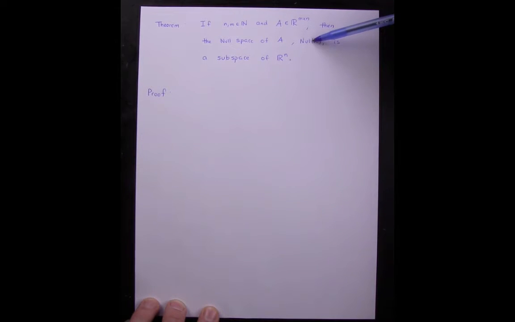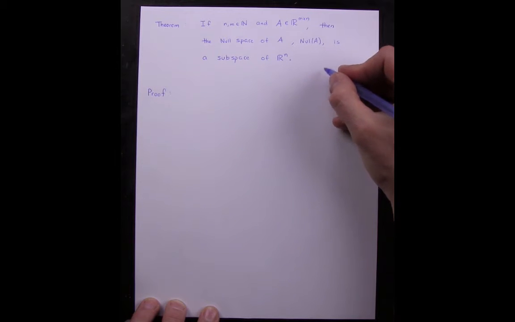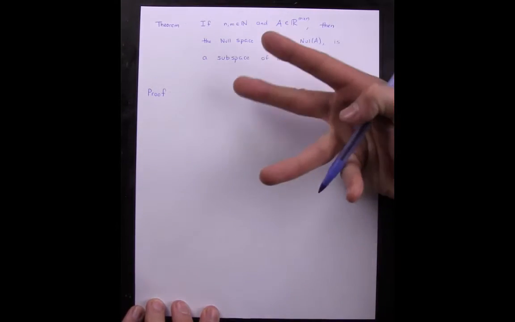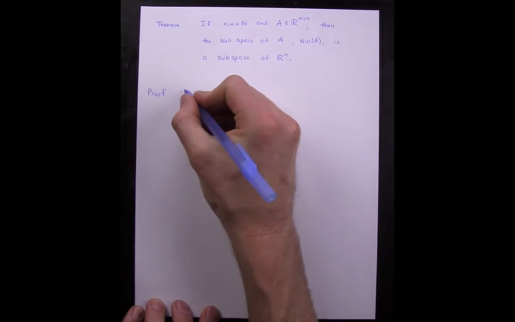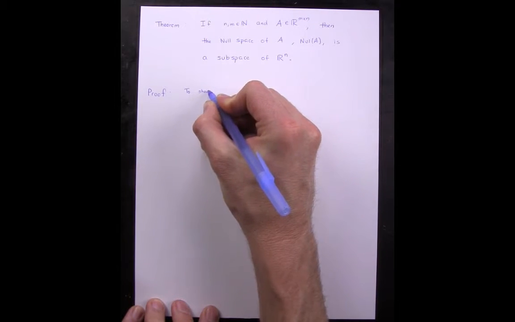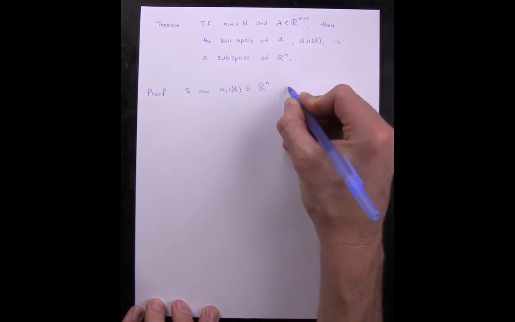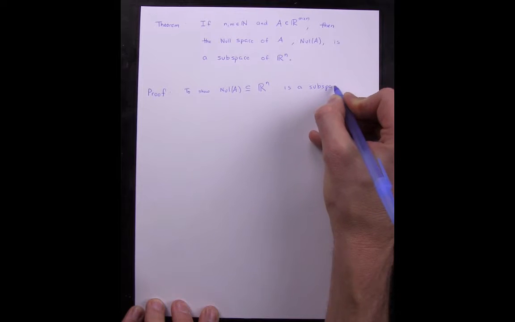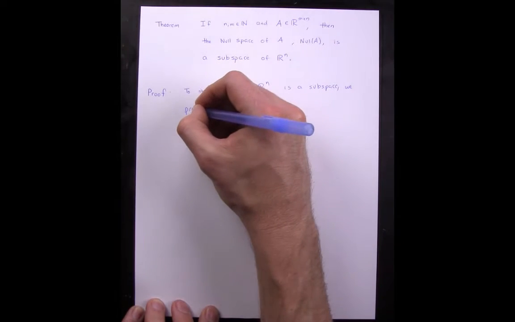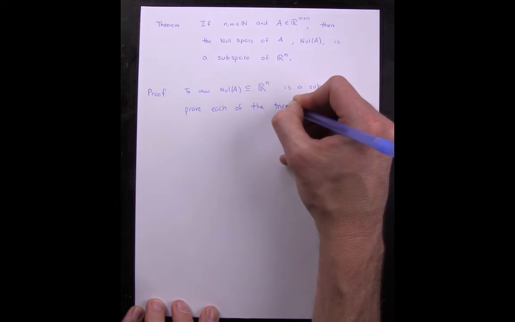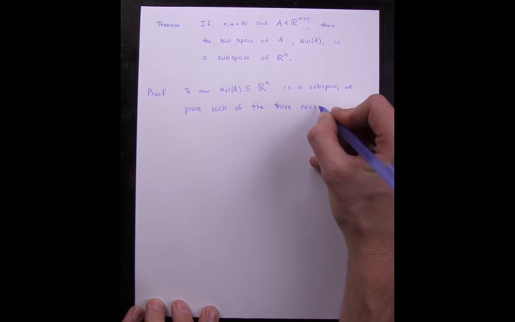This is because the definition of the null space is the set of all vectors such that when we multiply those vectors by A, we get 0. So we want to show that the null space is a subspace, and to do so we remember that there are three conditions that we have to meet. To show that the null space is a subspace of Rn, we prove each of the three necessary conditions.